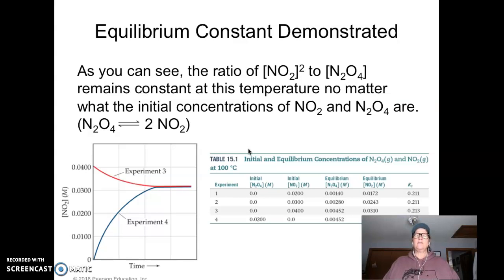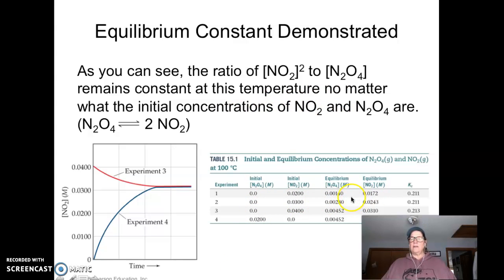Okay, as you can see, in this one we have N2O4 and we have NO2. We have to put a 2 here. This is the product because again the coefficient here is 2, and for this one there's no power because there isn't a coefficient, so it's 1. Okay, so it remains constant at this temperature no matter what the initial concentrations are.